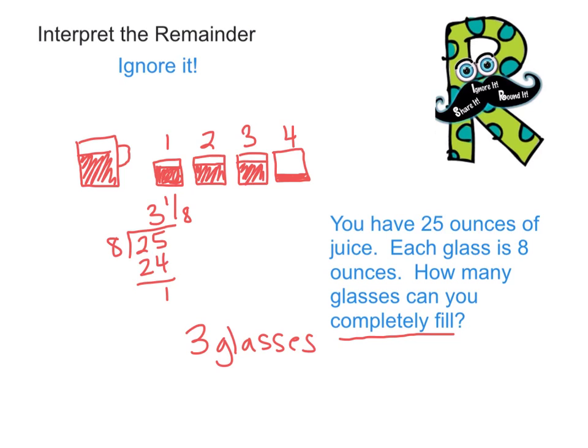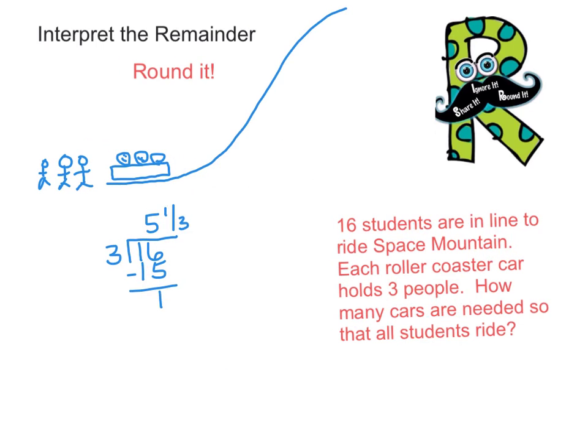Okay, now we're ready for our last example of what to do with the remainder. All right, so here's our example. We have 16 students in line to ride Space Mountain. Each roller coaster car holds 3 people. How many cars are needed so that all, this is the key word here, all students ride? So when it usually deals with people or animals, you're going to have to round up because you can't do half a person or half an animal, or half a car in this instance.